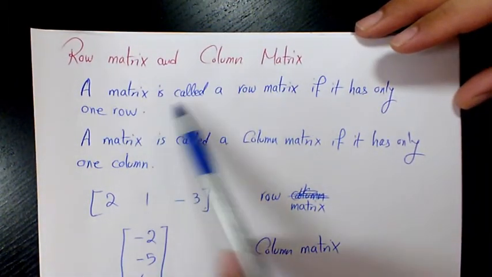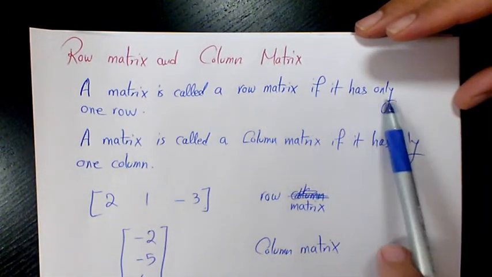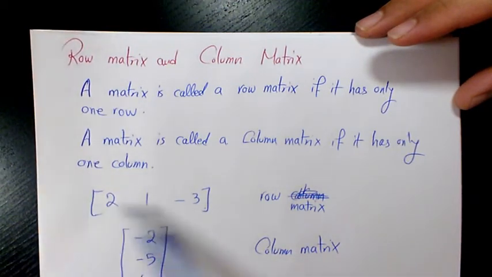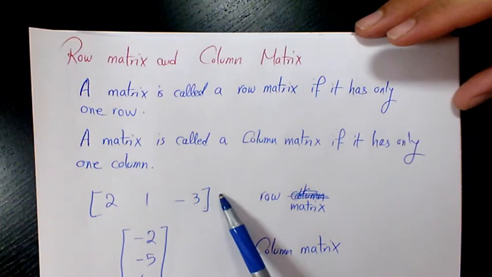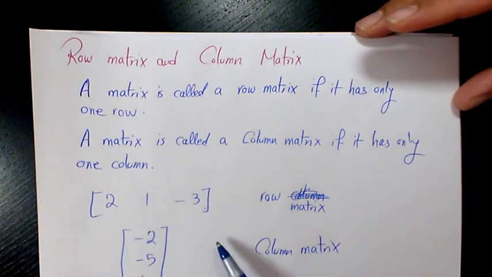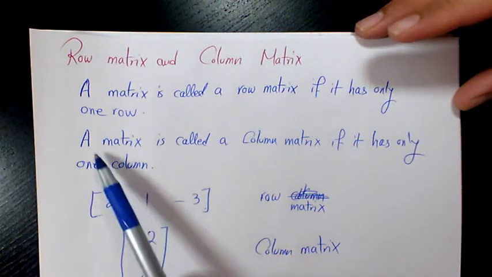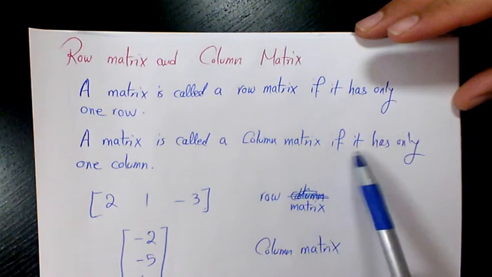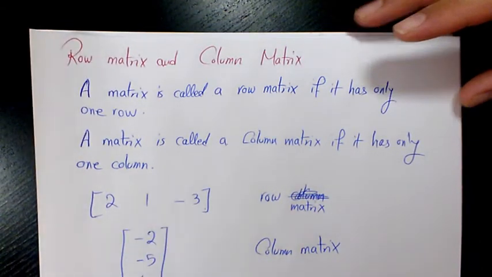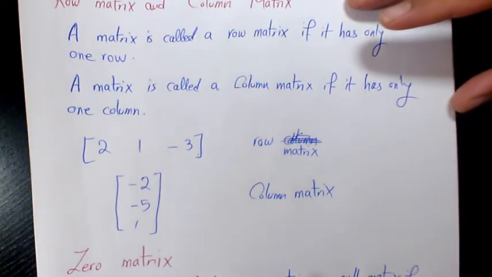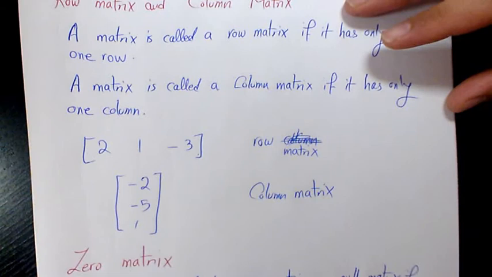A matrix is called a row matrix if it has only one row. For example, as you see here, we have one row and it doesn't matter how many columns we have. So since we have one row, we call it a row matrix. On the other hand, we have a column matrix. A matrix is called a column matrix if it has only one column. So as you see here, we have one column in this matrix. Doesn't matter how many rows we have. So since we have one column, it's called a column matrix.